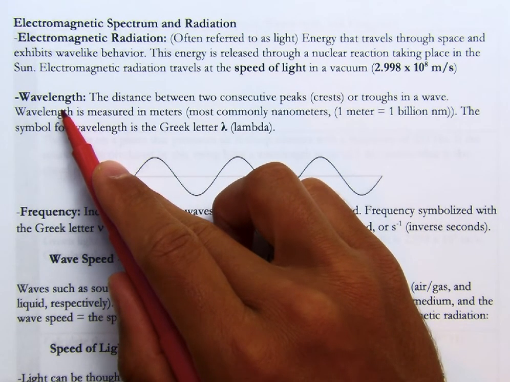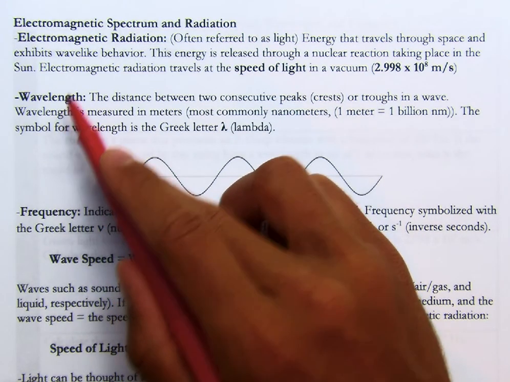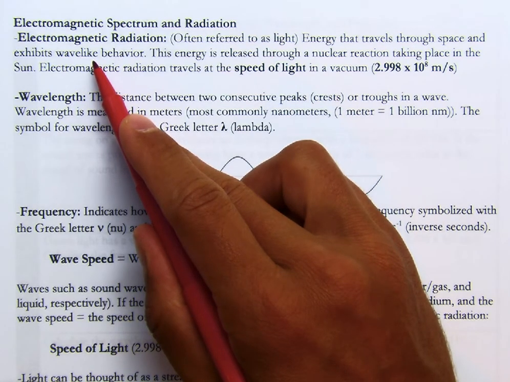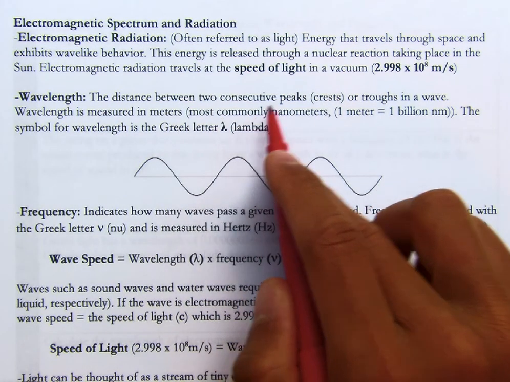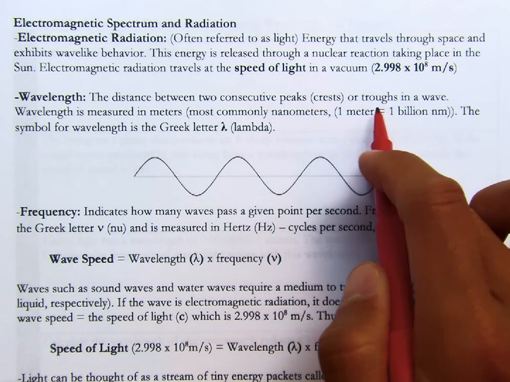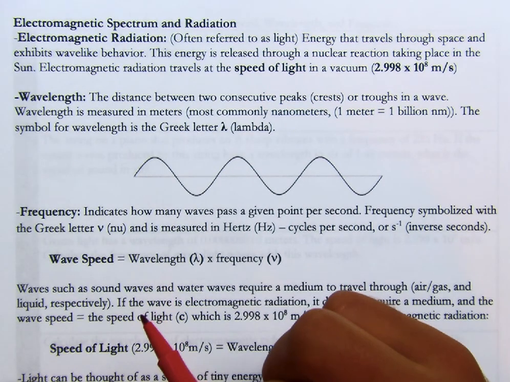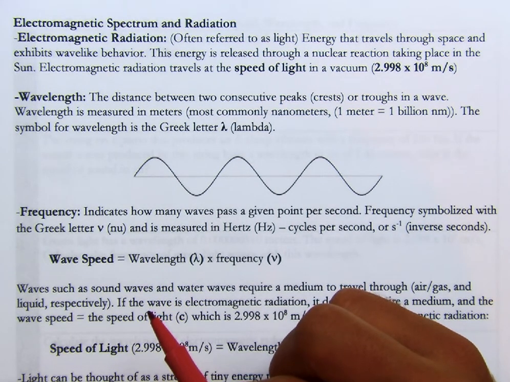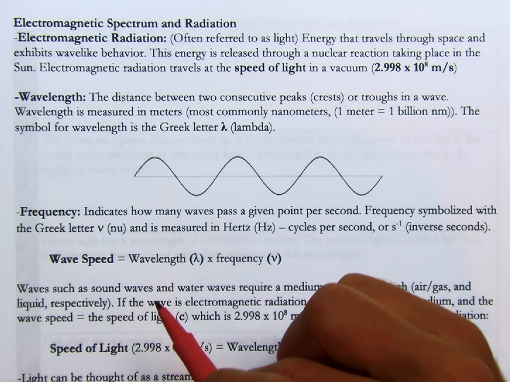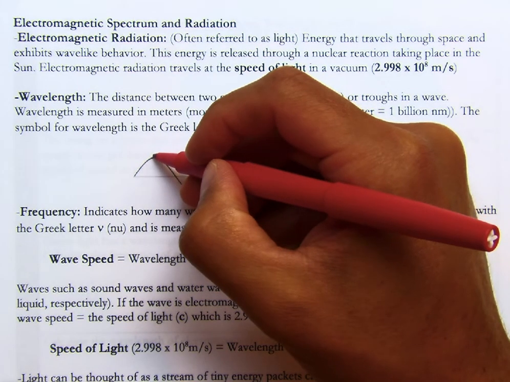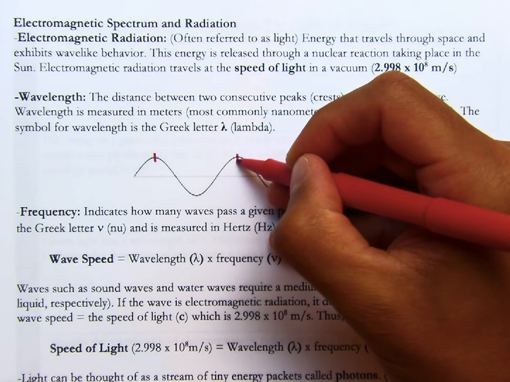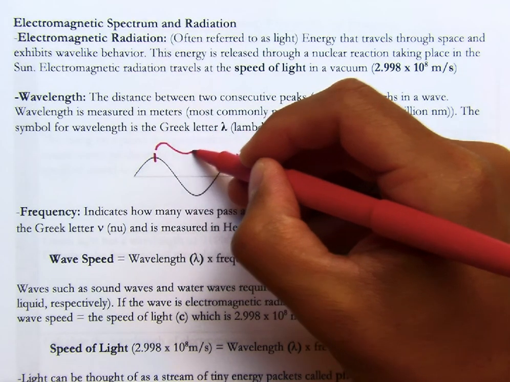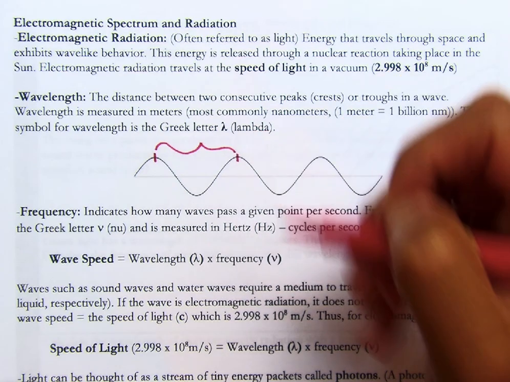When we're talking about electromagnetic radiation, it displays wave-like behavior. The term wavelength is the distance between 2 consecutive peaks or troughs on a wave. And really it's just 2 points on the wave that are the same. So if you were going from right here, this is a peak, to the next peak, this would be one wavelength.